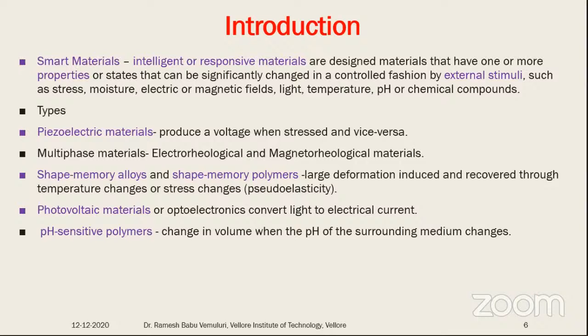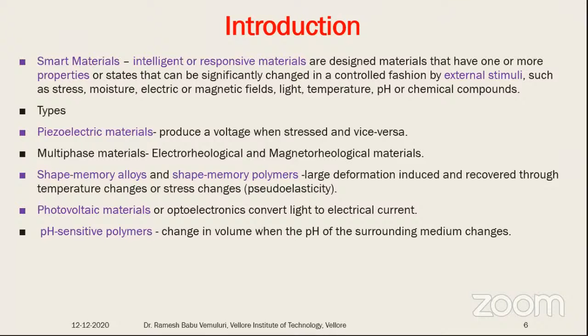So what could be the various stimuli? External stimuli could be stresses, moisture and pressure, electric or magnetic fields, light, temperature, pH or chemical compounds. But I'm majorly focusing on where there are most engineering applications. So these are the three types of materials: piezoelectric materials, multi-phase materials and shape memory materials. First we will see the piezoelectric materials, which produce a voltage when stressed, and vice versa also. If you stress, then it can give you voltage.